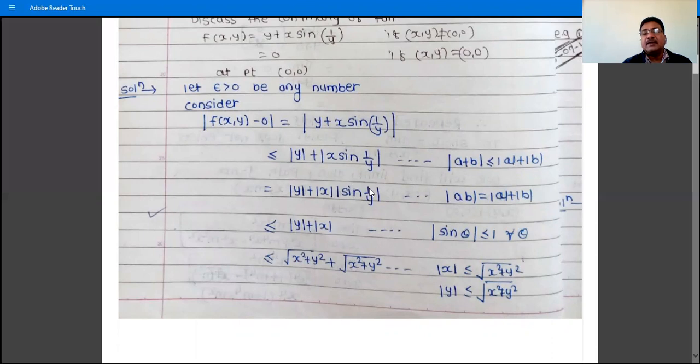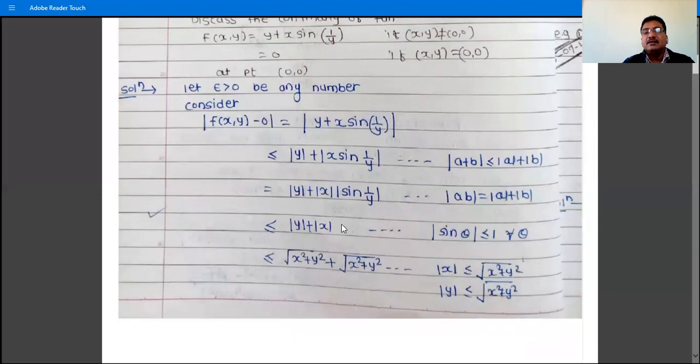But it is not its actual value, it is the largest value of this quantity, and that's why it is less than or equal to 1. If mod sin 1 by y is 1, then we have the equal to sign here. And if it is not equal to 1, that is, it is strictly less than 1, we have the strictly less than sign. That's why it is not actually the value.